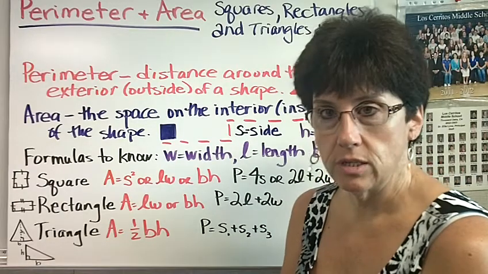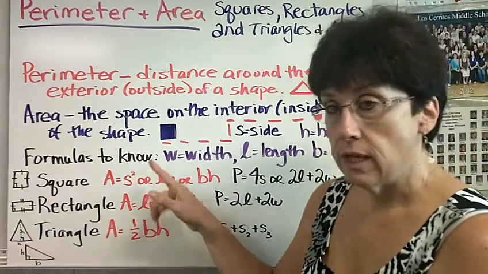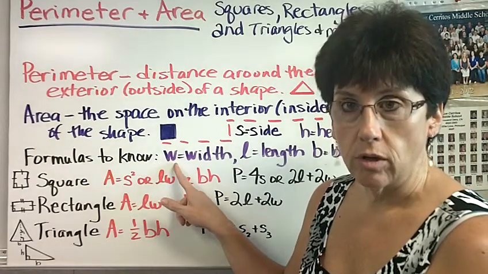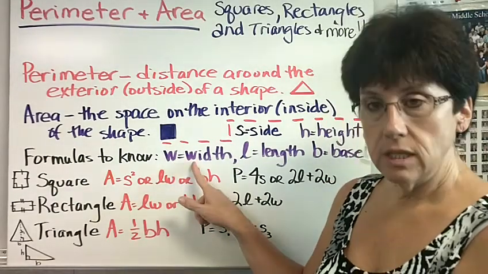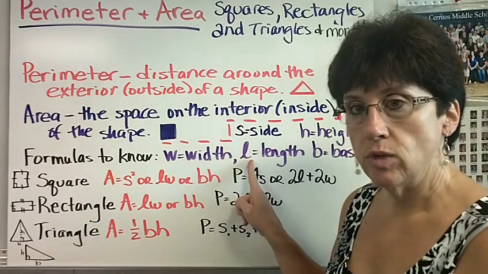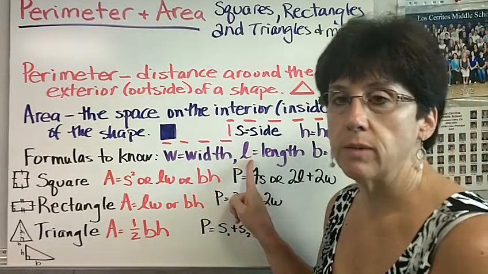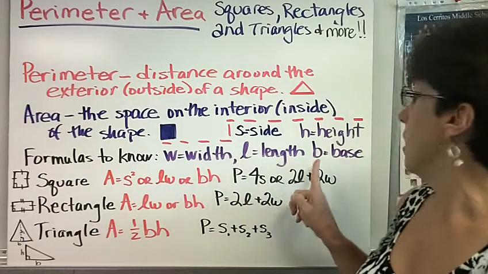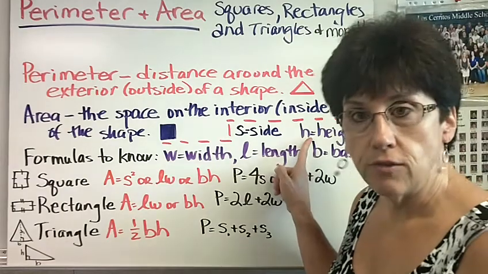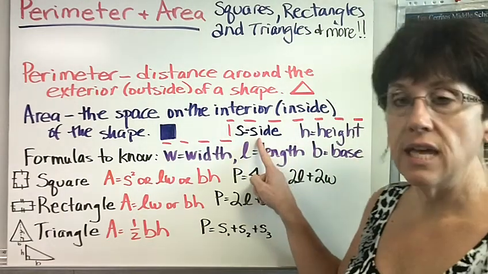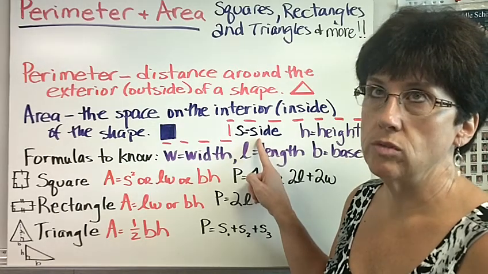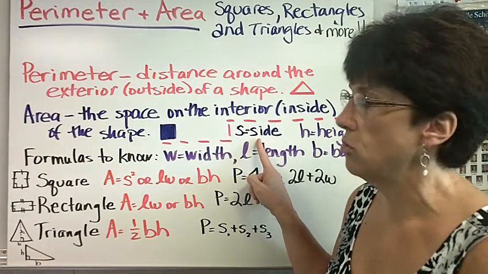So here are some formulas that you need to know. So you need to write these down. And I'm going to define the letters before we start, okay? So W stands for width. This is a cursive L, which stands for length. If I made it straight up and down, it'd look too much like a 1. B stands for base. H stands for height. And S stands for side. We use that in a square and in other things too, so never mind.